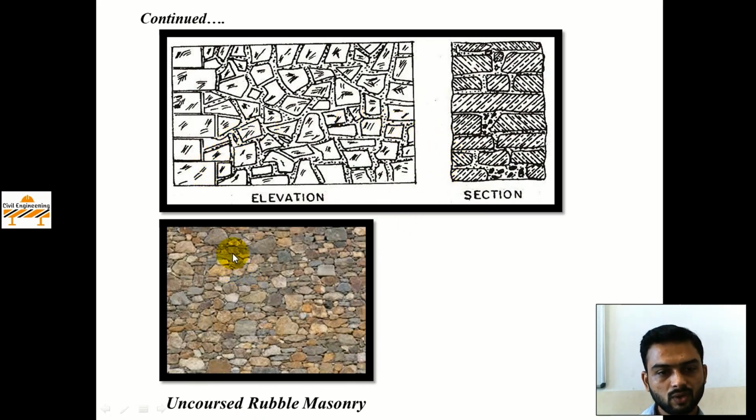In this pictorial view you can see what actually uncoursed rubble masonry is. Here you can see all the stones are of different sizes and not coursed in nature.